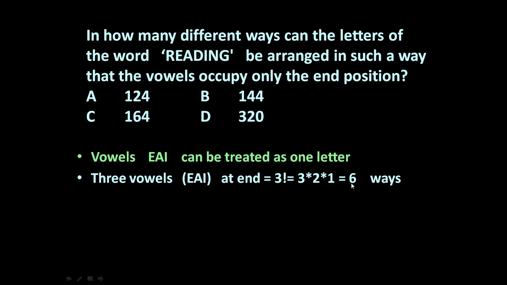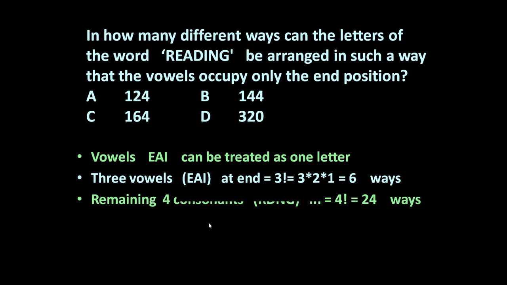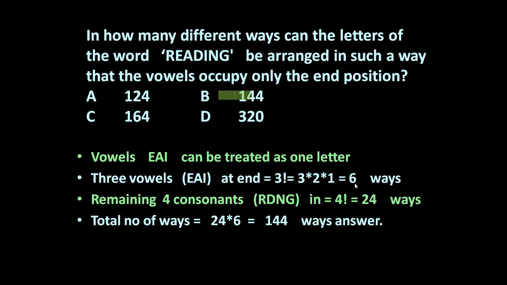In 6 different ways these three vowels can be arranged at the end, and the remaining 4 consonants are there. These 4 consonants are R, D, N, G. These 4 consonants can be arranged in factorial 4 ways, that is 24 ways. So total number of ways is equal to 6 into 24 is equal to 144. So the letters of READING can be arranged in 144 ways, so that vowels are always at the end position.